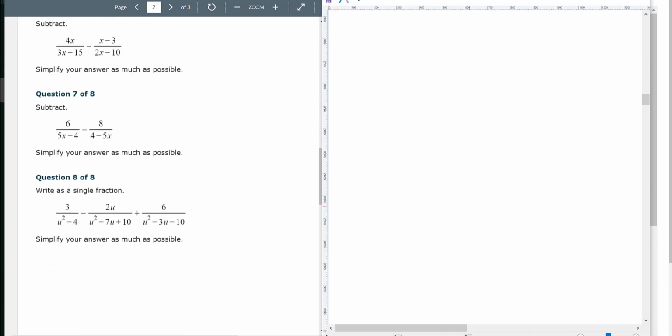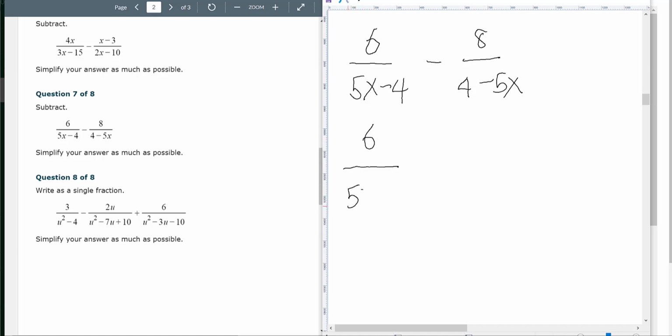Number 7. 6 over 5x minus 4 minus 8 over 4 minus 5x. To do this one, let's put the second denominator in standard form. So no changes to the first fraction. The second one I'm going to put negative 5x plus 4.